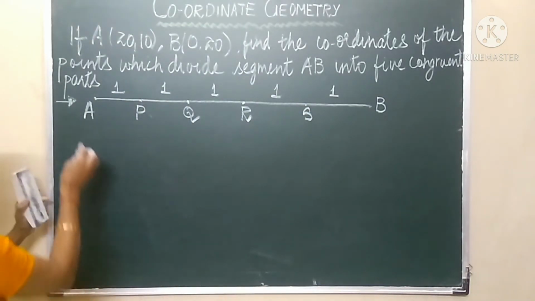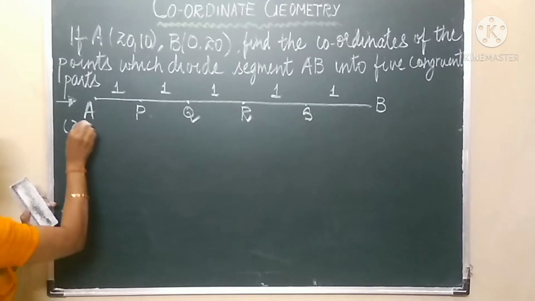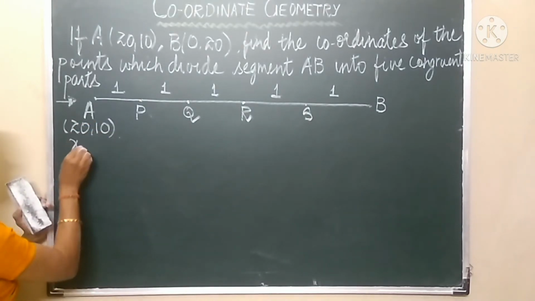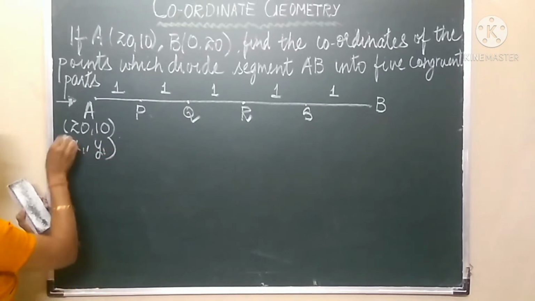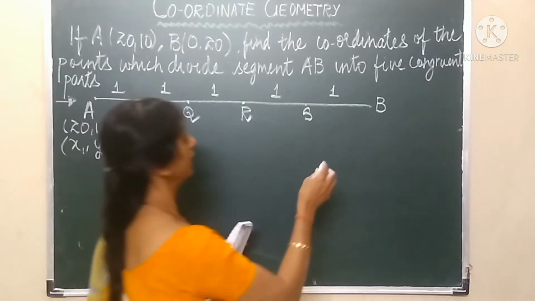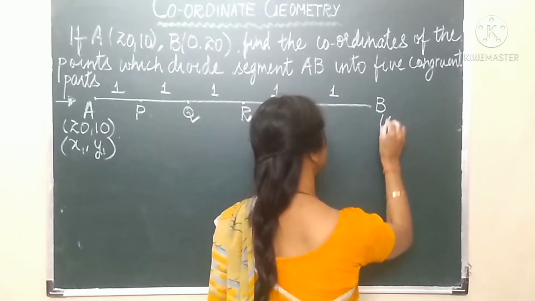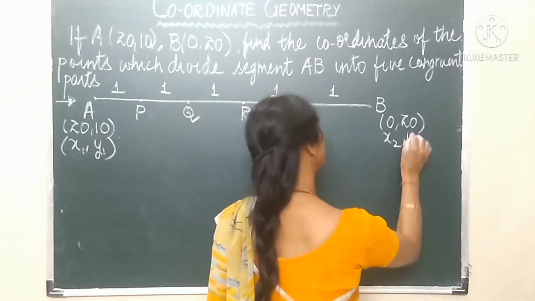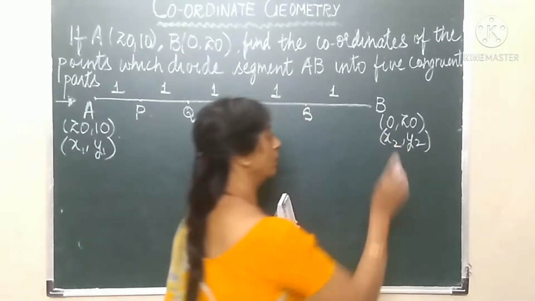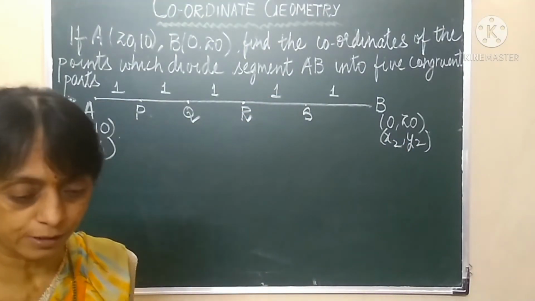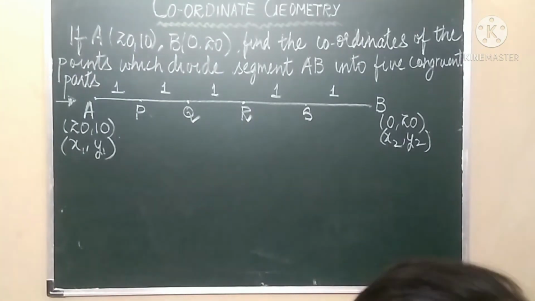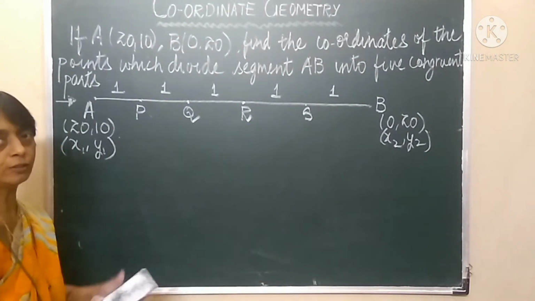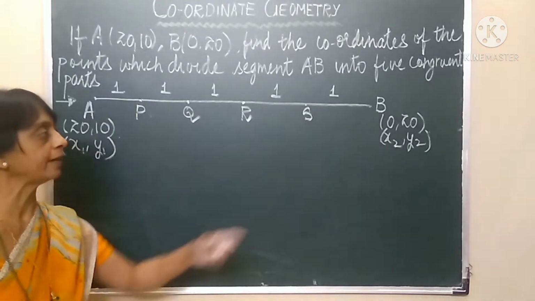The coordinates of point A are given as 20, 10. Definitely, we always assume them as x1, y1. Point B, the extreme right point, the coordinates are 0, 20. So definitely, we assign the values as x2, y2. Now, we have to find out the coordinates of P, Q, R and S.